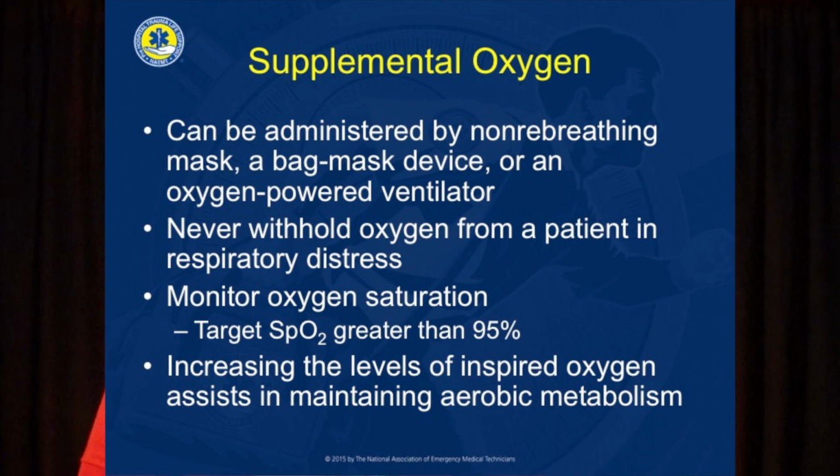All right, monitor their SAT. Obviously, we'd like a target SAT greater than 95%. That may not be possible in all patients, especially those COPD patients, but if you can get those patients into the 91, 92% range for them, probably fantastic. But we'd like, if we could, to get the patient SAT up around 95% or higher. Remember that oxygen is needed to ward off that anaerobic metabolism. We want to keep them using oxygen in the aerobic metabolism or Krebs cycle.